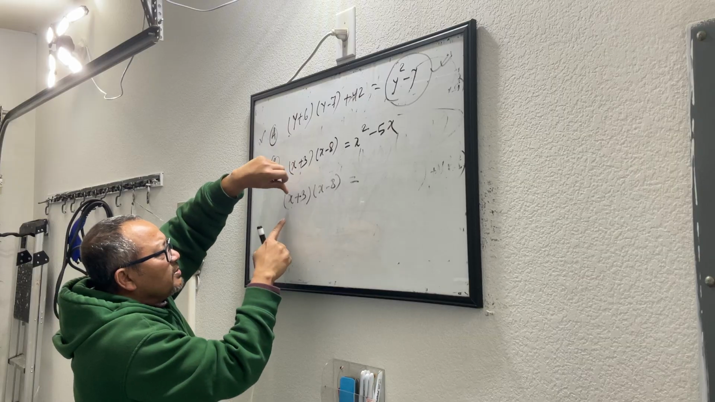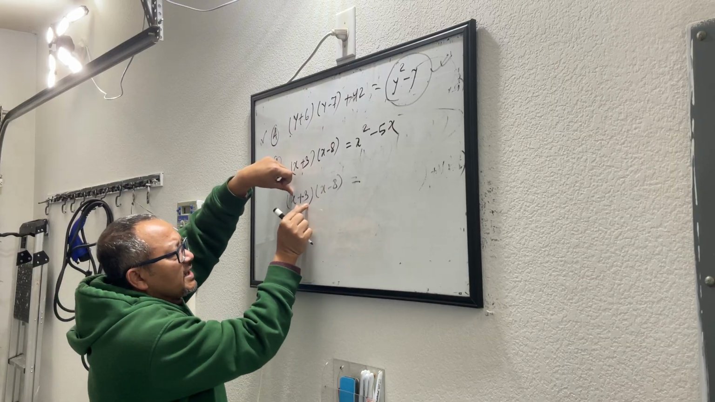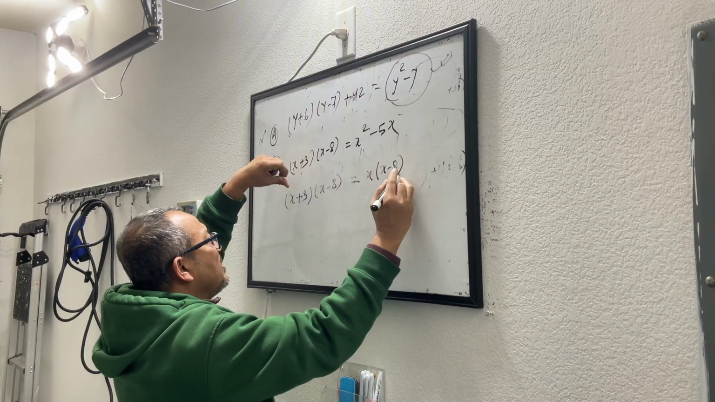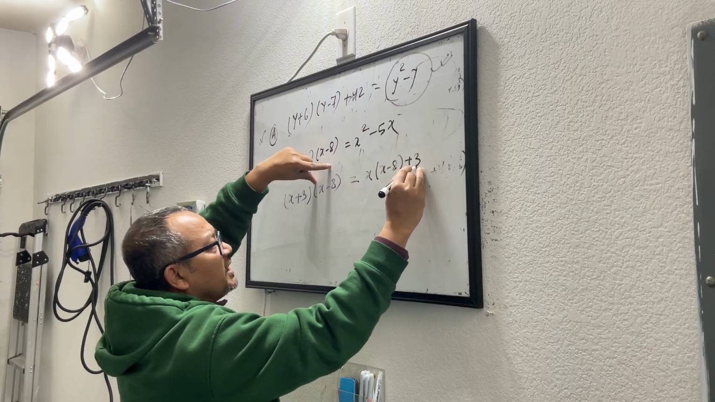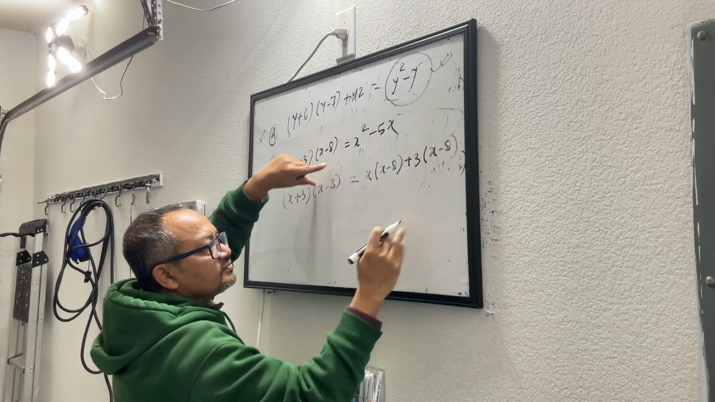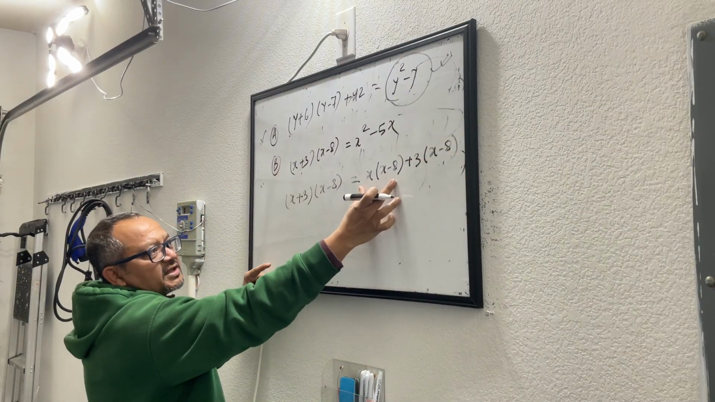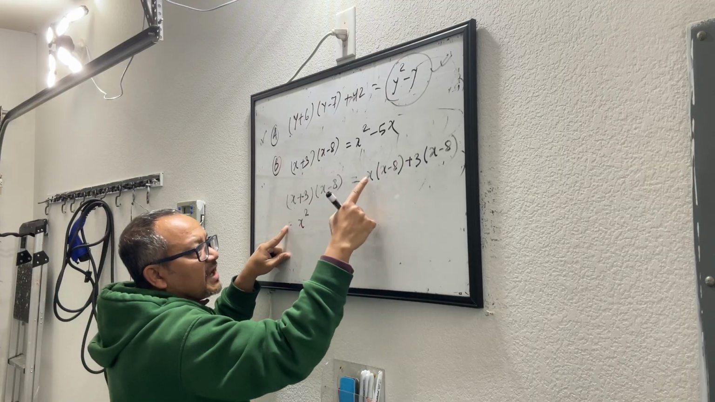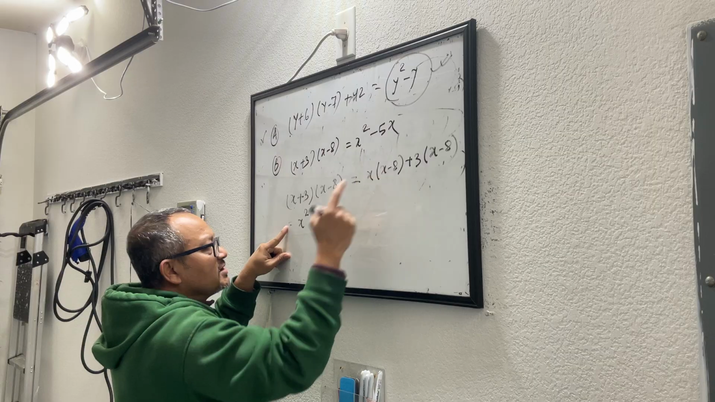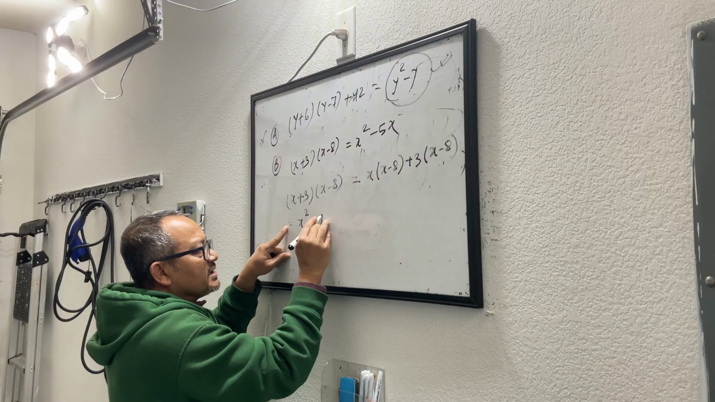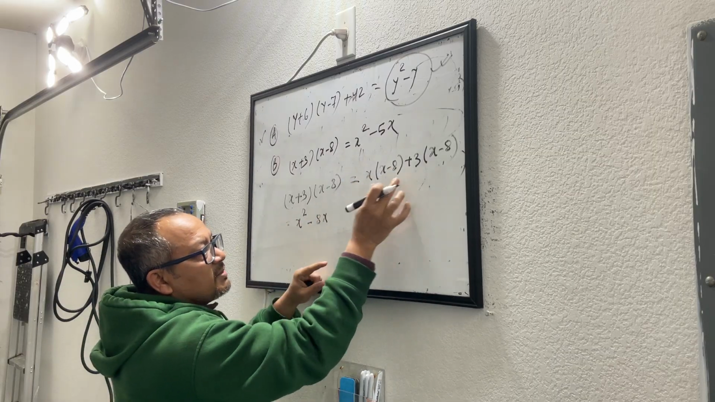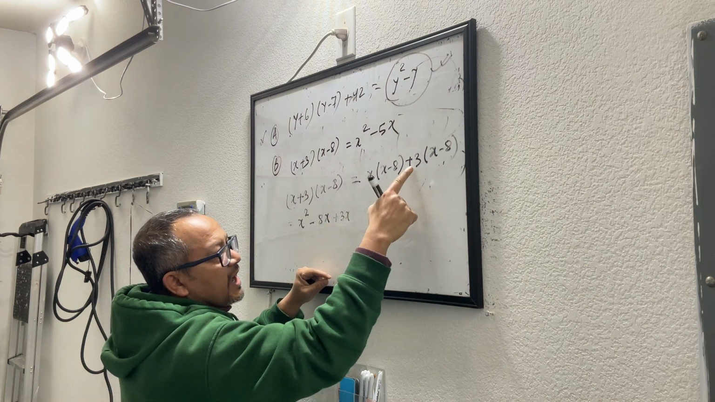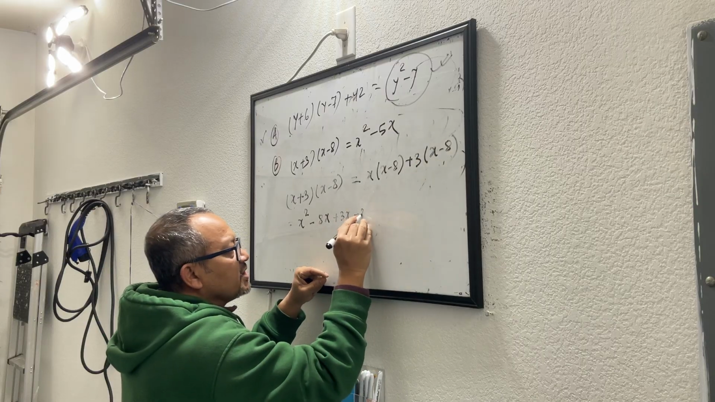So when I break this open, it will become x times this whole thing plus 3 times this whole thing. So x times x minus 8 plus 3 times x minus 8. Now, let's break this bracket open. It becomes x times x is x squared. X times minus 8, so minus into plus is minus 8x. This is done. 3 times x is 3x, and 3 times minus 8 will give me minus 24.